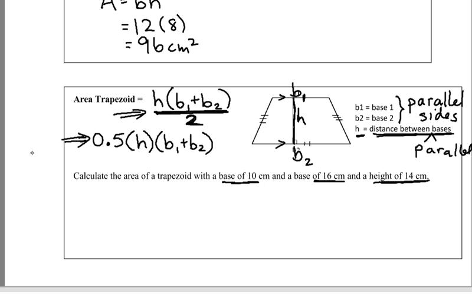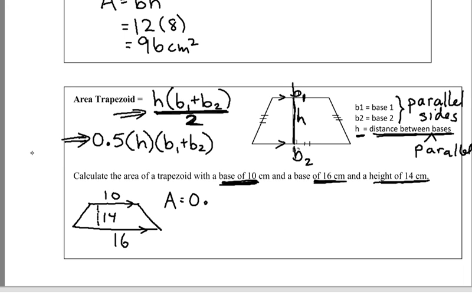Well, if I wanted to sketch this, I could sketch what a trapezoid sort of looks like. What could I put in? I have a base of 10 and a base of 16, so 16 and 10 would have to be the parallel sides. And then I have a height, the distance from base to base, of 14. That's what my sketch would look like. Understand what your variables represent.